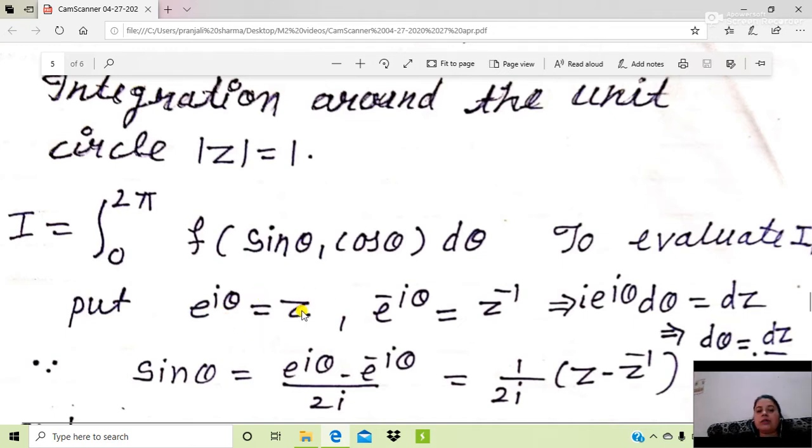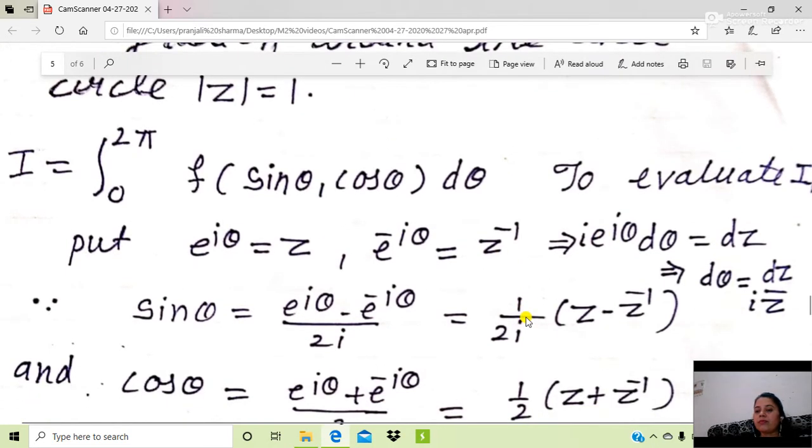Since e to the power i theta is equal to z, therefore e to the power minus i theta will be z inverse or 1 upon z. Now, differentiate both sides, it will be i e to the power i theta d theta is equal to dz. Therefore, d theta can be written as dz upon i into e to the power i theta. And since e to the power i theta is equal to z, therefore d theta is equal to dz upon iz.